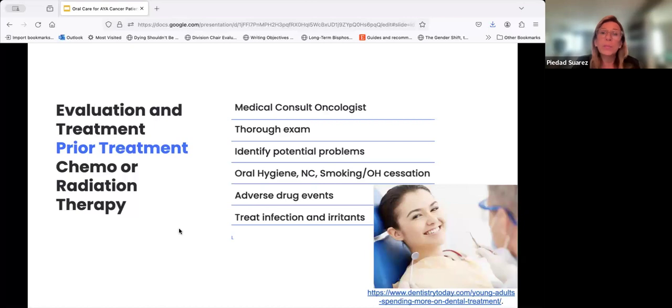Nutritional counseling also is important because there are certain foods that are going to cause inflammation. They also have a high content of sugar, or the acidity of those products may affect your oral hygiene or your overall health. Smoking, we need to do a smoking cessation if it's possible, or alcohol intake as well. There are some drugs that are going to provide side effects, so we need to be aware of those as well, and treat infection and irritants in your oral cavity.